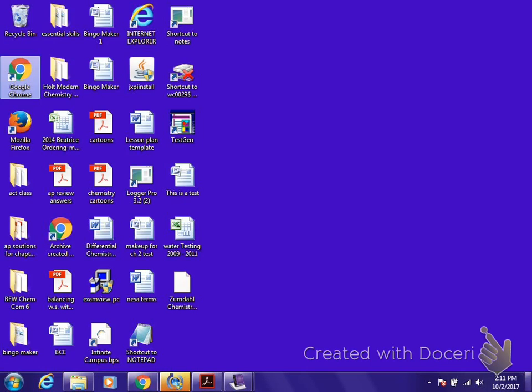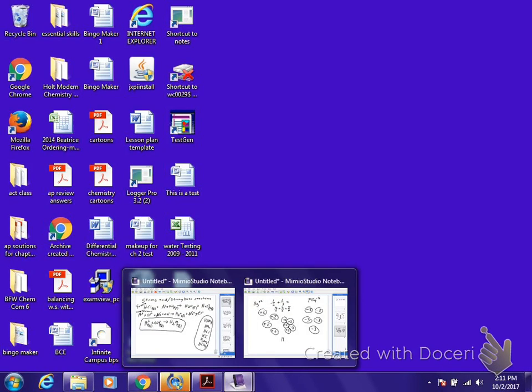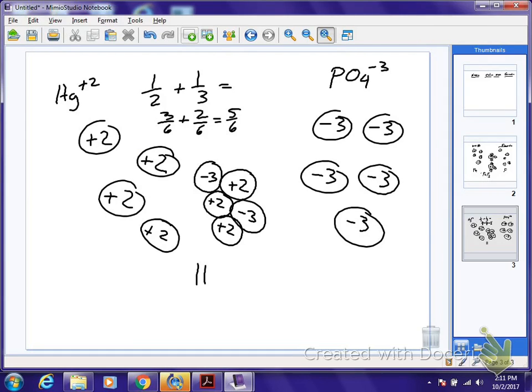How many do we have of Hg? Not so much. So how much do we have of Hg? How many? 3. Then we're going to put the PO4 here. Okay, how many do we have of those? 2. Now, if we have 2 of those, you always have to treat polyatomic ions this way.